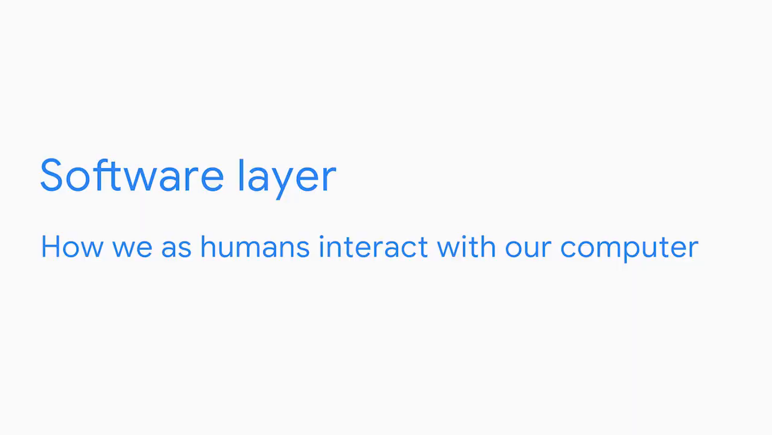The software layer is how we as humans interact with our computers. When you use a computer, you're given a vast amount of software that you interact with, whether it's a mobile app, a web browser, a word processor, or the operating system itself. Later in this course, we'll learn how software is installed on our systems and how we interact with different types of software.